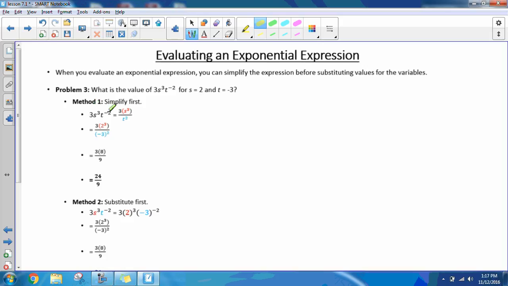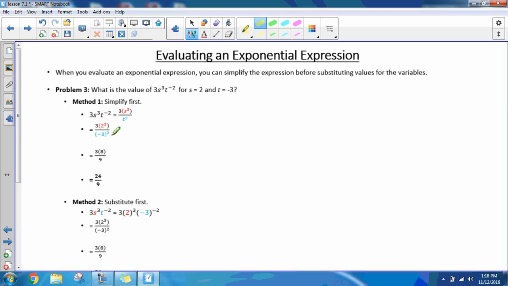Method 1 is to simplify the expression first. We have 3s to the third power, which we can leave alone, but t to the negative second power has to go in the denominator, so we rewrite it as 3s cubed over t squared. Now we can substitute s equals 2 and t equals negative 3.